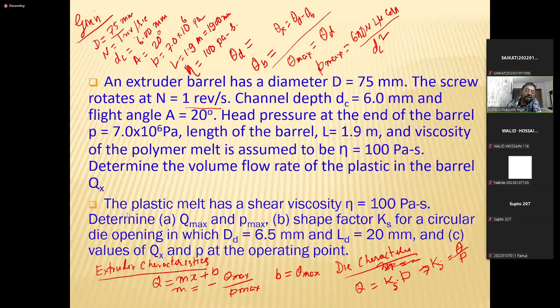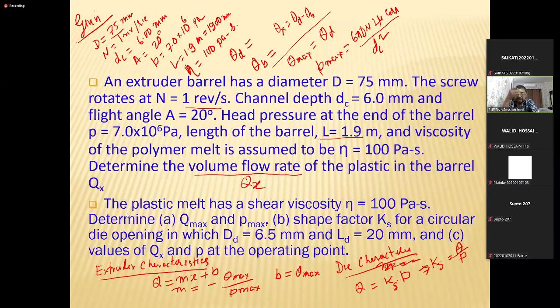Then DC is given as 6 millimeter. Flight angle is 20 degree. Head pressure is given as 7 into 10 to the power 6. The length of the barrel is given as 1.9 meter. And eta is given as 100 Pascal second. What we have to calculate? We should calculate the volume flow rate, that means Qx.